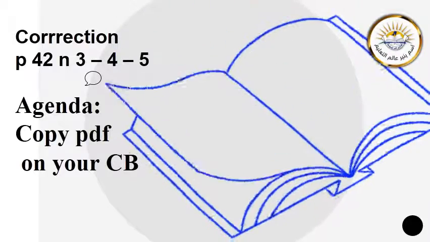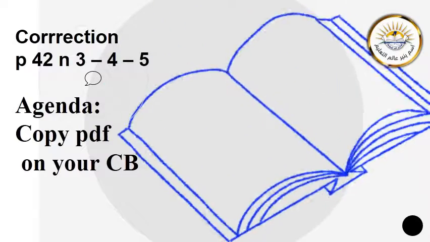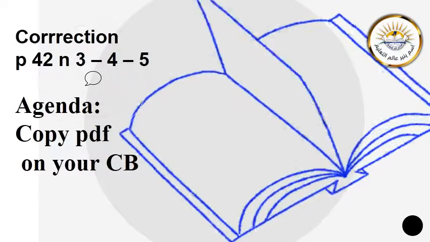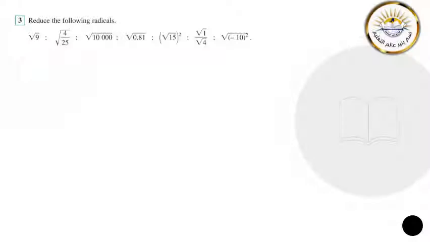This is the correction, page 42, number 345. Agenda, you have to copy the PDF on your CB. Reduce the following radicals. We have radical 9, radical 4 over 25, radical 10,000, radical 0.81, radical 15 squared. We have radical 1 over radical 4, and radical of minus 10 squared. Let's start with the first one.